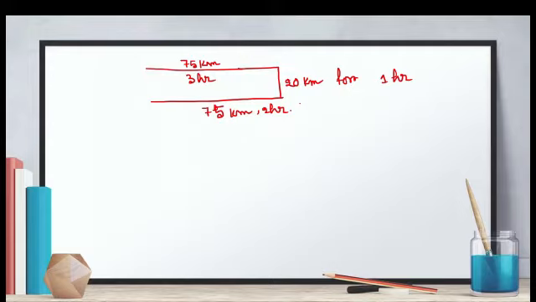So the car moves 75 km in 3 hours and then 20 km for just 1 hour and then moves the last 75 km in 2 hours. Can you tell me what is the speed of that car? The car moves with different speed at different time. This is quite complicated. And here comes the concept of average speed.